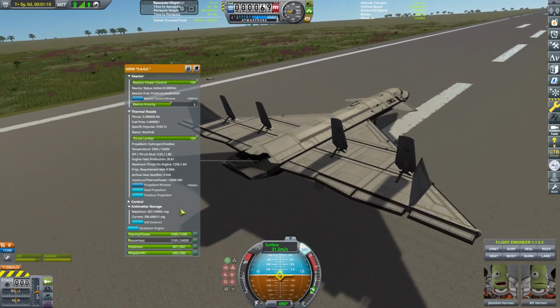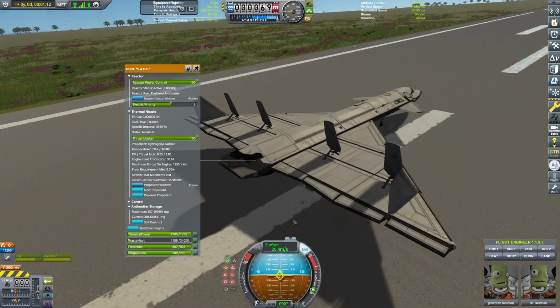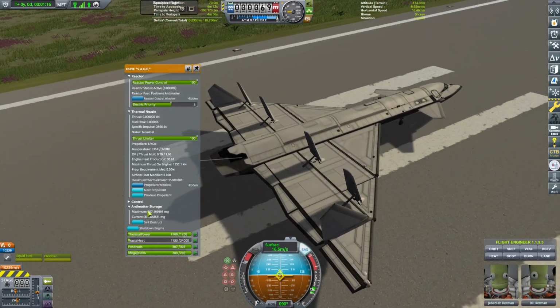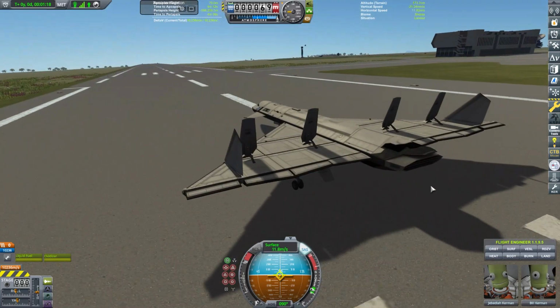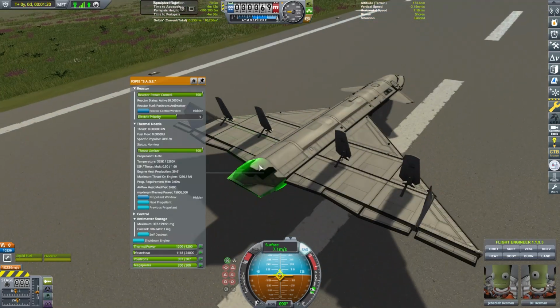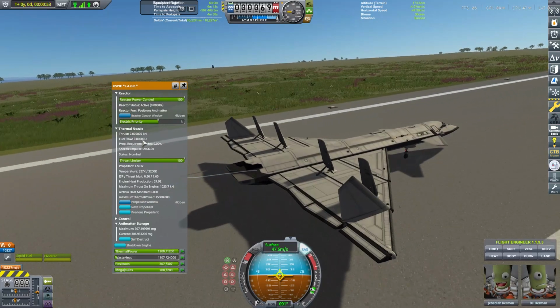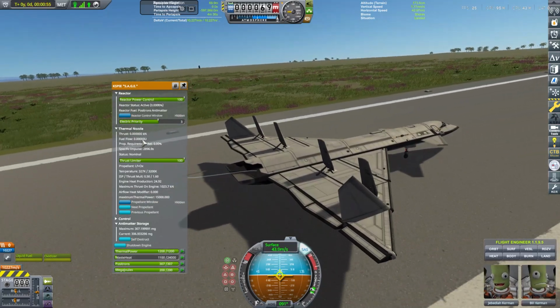And the propellant which I like to use most is the mixture of liquid hydrogen or liquid fuel with oxidizer, which can also generate 1700 kilonewtons of thrust, and which also has the coolest exhaust effect, as we can see.